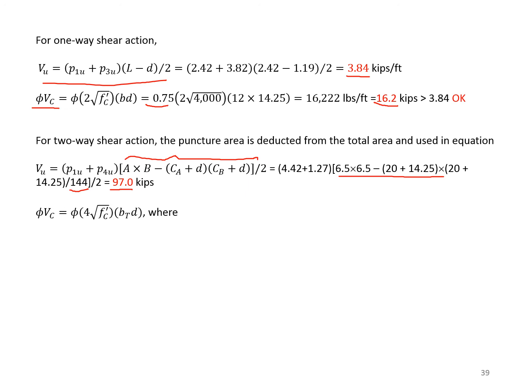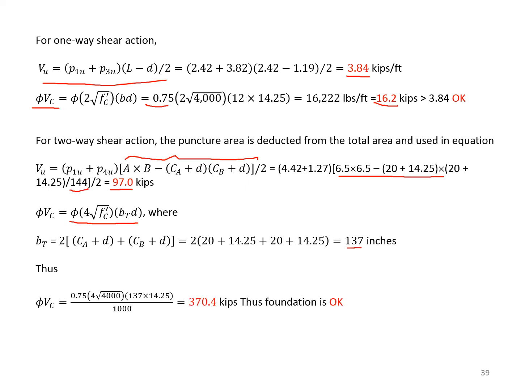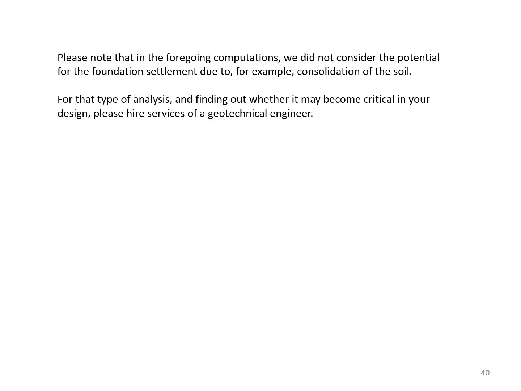Okay. And the resistance for two-way, in this case a and b are the same, is this equation. I plug numbers in there. I know b sub o, 137. And I come up with, applying the reduction factor, 370.4 kips. So it's okay. It's much larger than the applied. Okay for one way. And our design is therefore okay.